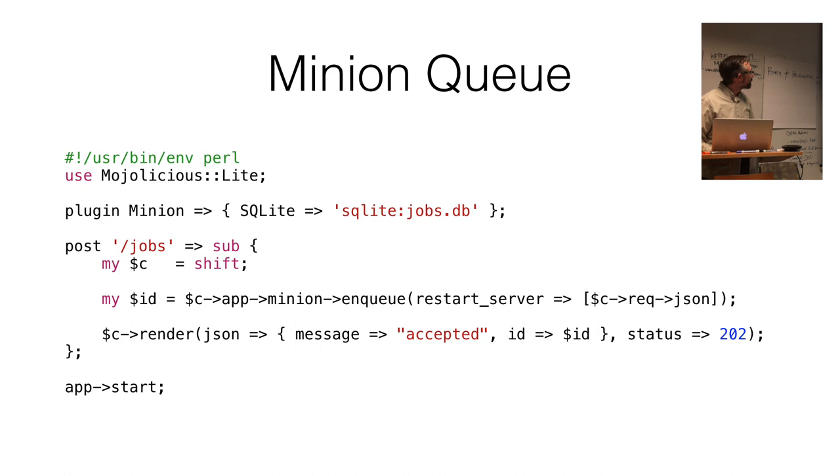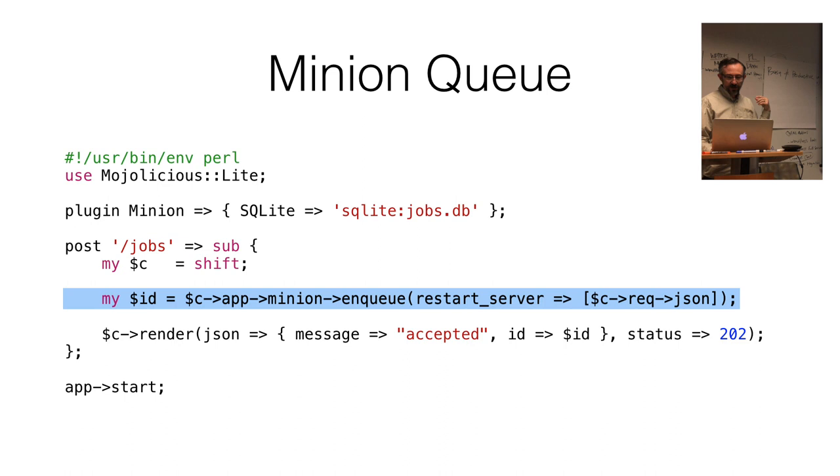So I've got two parts to this. There's the queue part, where you add jobs into the queue. And then I've got an example worker that I will show you. What I do here is I load the Minion plugin. This is a Mojolicious Lite application, and I give it a backend of SQLite. I could be using Postgres here or MongoDB or something like that. We define a route, post jobs. Actually, I think I changed that to restart server.